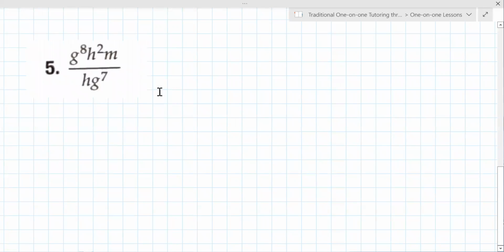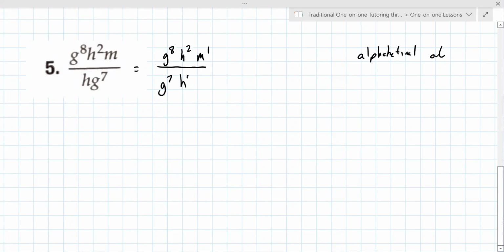So in the previous problems, the variables were always lined up. They don't have to line up here. So we can reorder this if we want. Usually it's in alphabetical order. Now, that doesn't really matter here. Sometimes I can't remember, does G come before H? I got to do my alphabet. But I believe G does come before H. So we might write this as G to the 7th, H, G to the 8th, H squared, M to the 1, H to the 1.